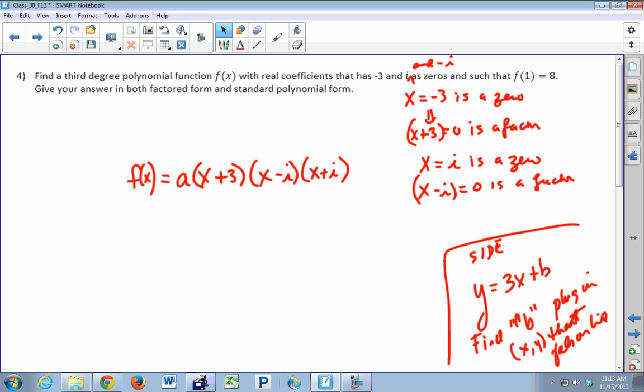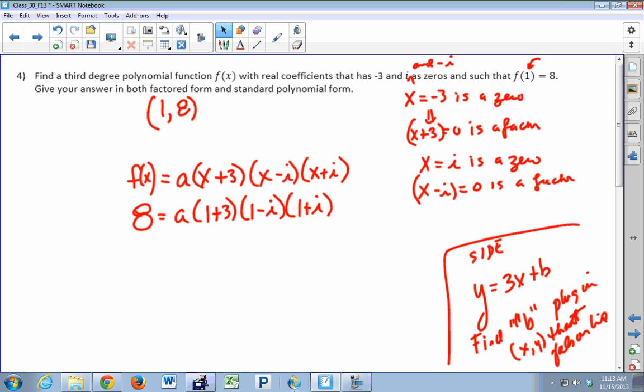Yes, Austin says 1 and 8. And where did he get that from? Right? f of 1 is 8. So when x is 1, y is 8. So now you plug in 1 everywhere you see an x. And for f of x, f of 1 is 8. So you put an 8 here, and you put a 1 inside the parentheses everywhere you see an x.